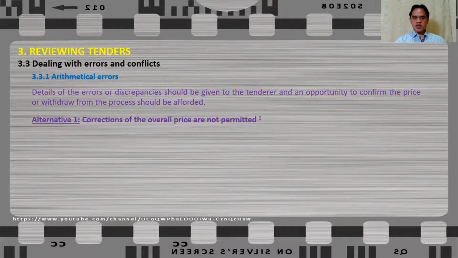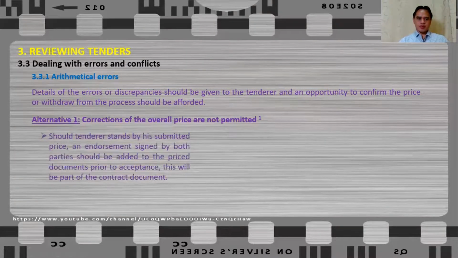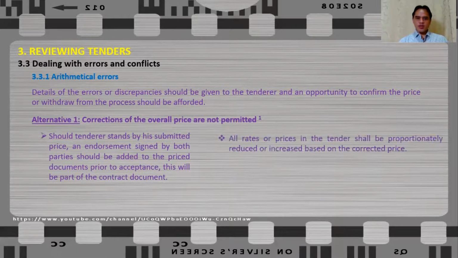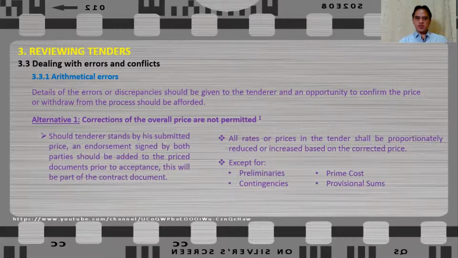As discussed earlier, we have two alternatives in how to deal with errors. For arithmetical errors, let's discuss alternative 1. Corrections of the overall price are not permitted. In this case, should the tenderer stand by his submitted price, an endorsement signed by both parties should be added to the price documents prior to acceptance. This will be part of the contract document. Then all the rates or prices in the tender shall be proportionately reduced or increased based on the corrected price, except for preliminaries, contingencies, prime cost, and provisional sums.